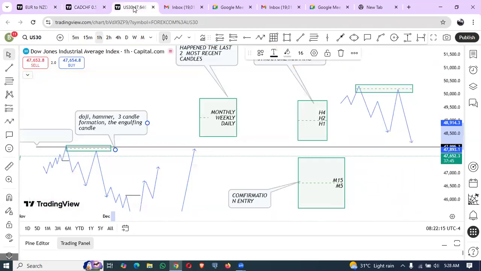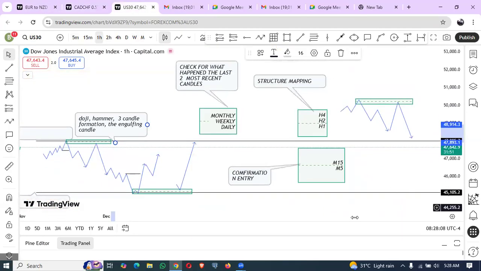So that's that for the time frame combination, the candle pairing, and the confirmation checklist. When you check what happened in the last 2 months, you know what will happen in the current month. Weekly, the same thing. Daily, the same thing. Then on the H4, H2, H1, you mark your structure.